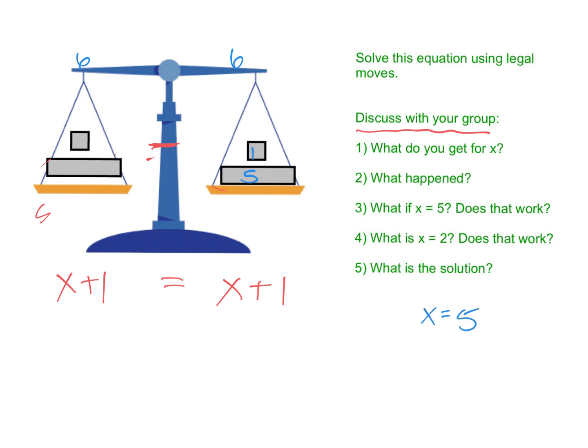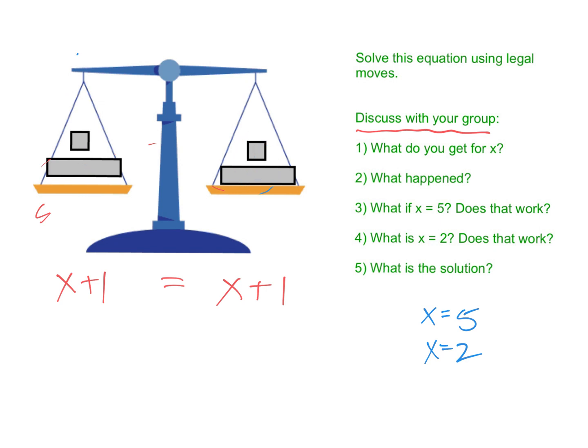Well, what if I put in a 2? Let's see if that would work. Okay, if I plug in a 2 here, if x was 2. Okay, well, I've got 2 plus this 1 here, so this side would weigh 3. And 2 plus this 1 here, this side would also weigh 3. Hey, so x equals 2. That's an answer. Man, I got 2 different answers so far.